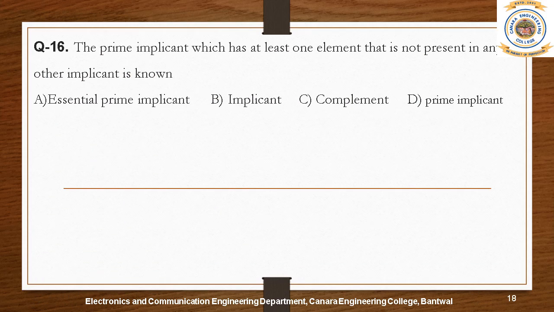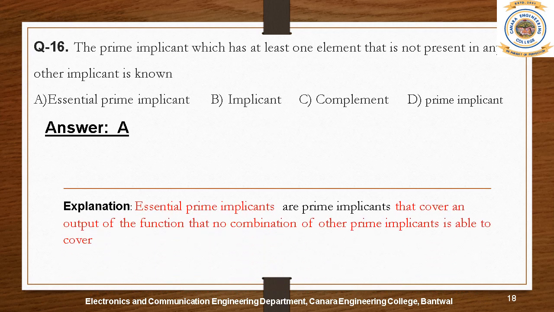The prime implicant which has at least one element that is not present in the other implicants is known as an essential prime implicant.